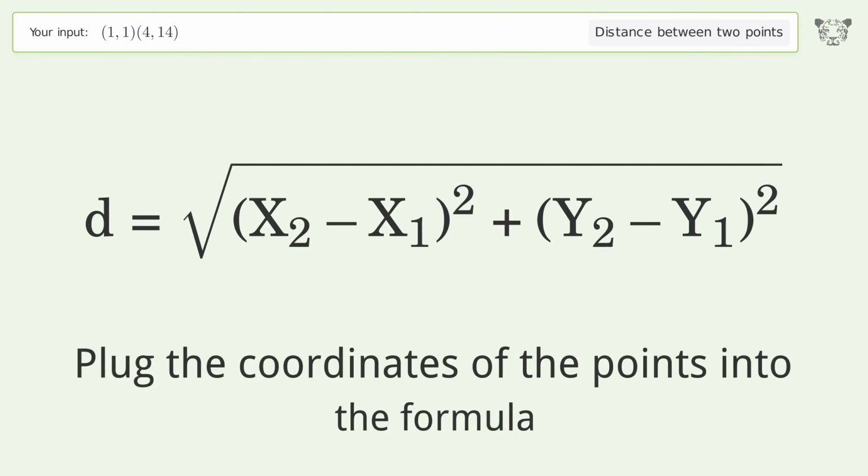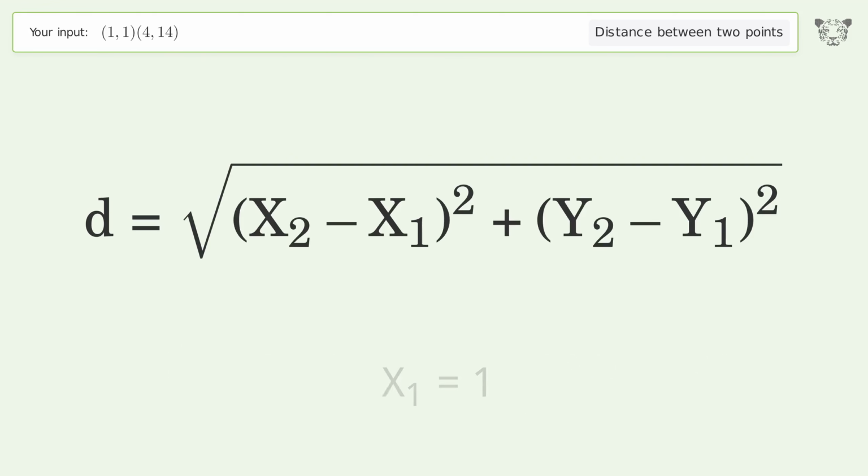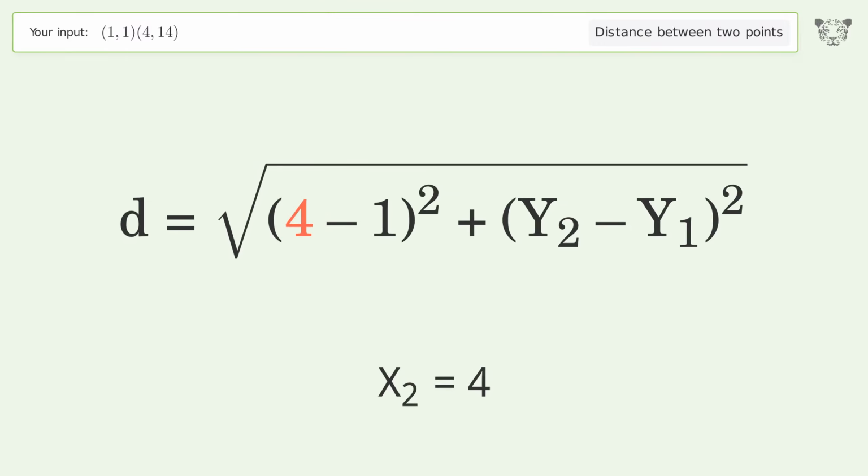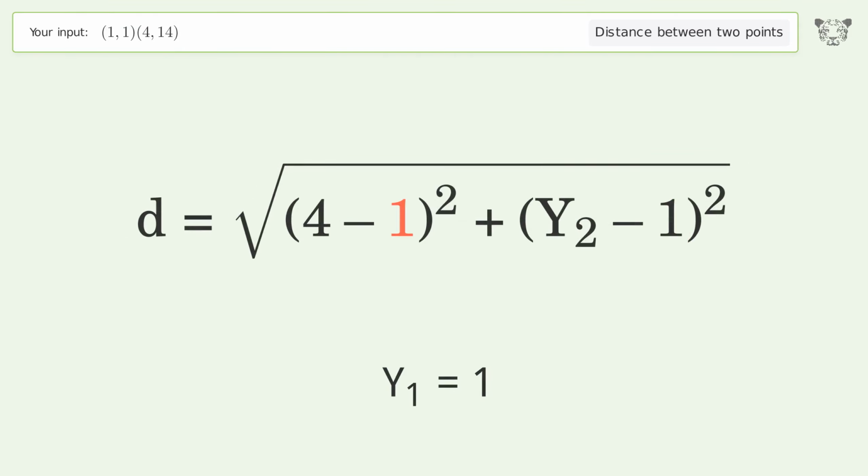Plug the coordinates of the points into the formula. x1 equals 1. x2 equals 4. y1 equals 1. y2 equals 14.